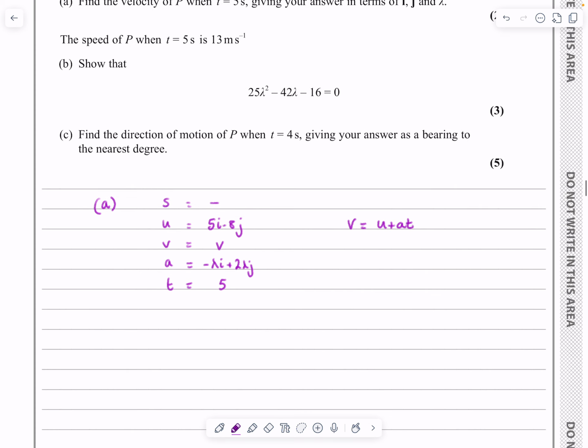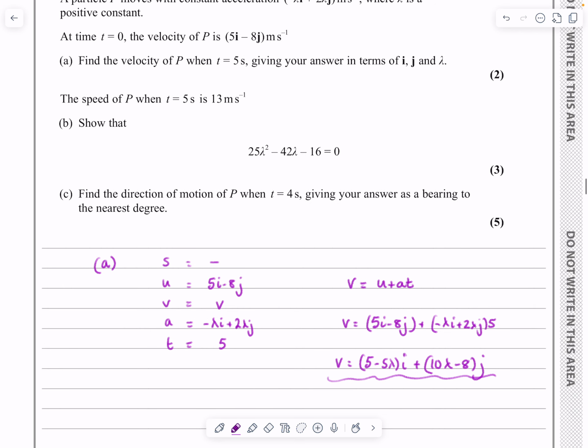Just substitute everything in. v is going to be equal to 5i minus 8j plus minus lambda i plus 2 lambda j multiplied by 5. So tidying that up, that's the answer, but let's put it all together in terms of how many i's, 5 minus 5 lambda i's, and how many j's, 10 lambda minus 8 j. So that's an expression for the velocity.